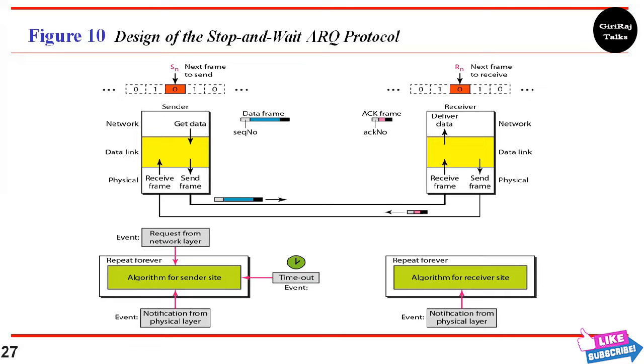To detect and correct corrupted frames, we need to add redundancy bits to our data frame. When the frame arrives at the receiver side, it is checked, and if it is corrupted, it is silently discarded. The detection of errors in this protocol is manifested by the silence of the receiver. Lost frames are more difficult to handle than corrupted ones.